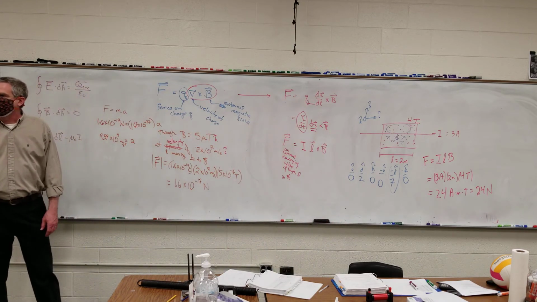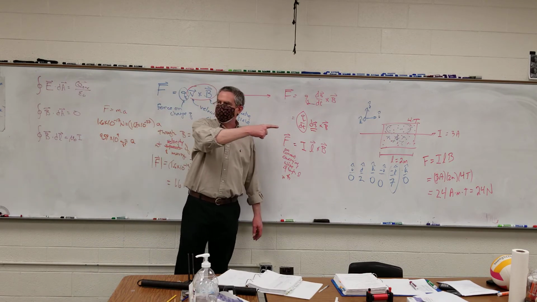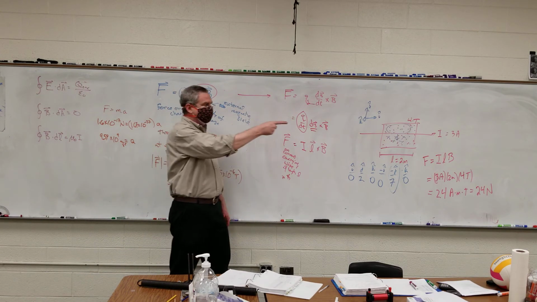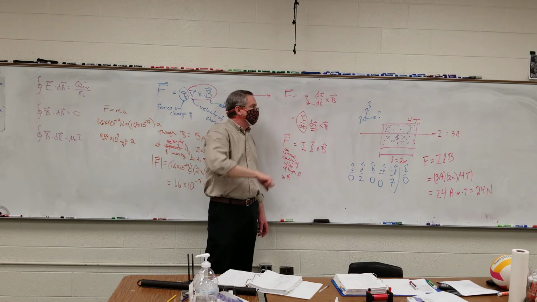Or the stem gun. I got current flowing that way. Current flows in the direction of positive flow. My magnetic field is out. The force on the charges is down.